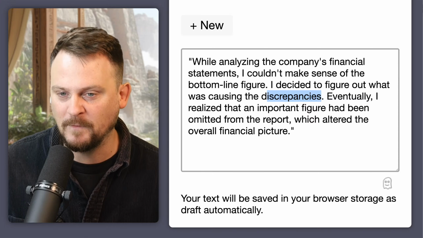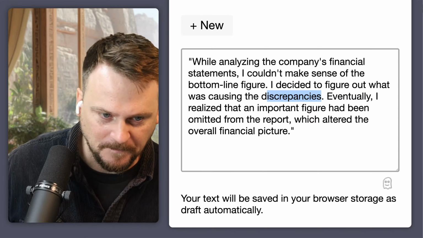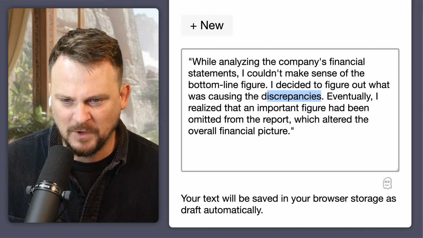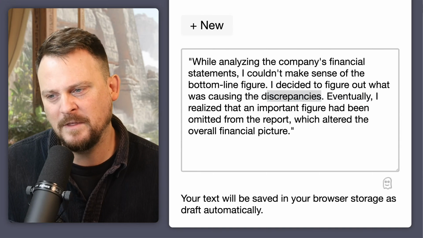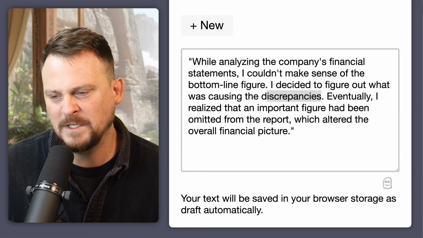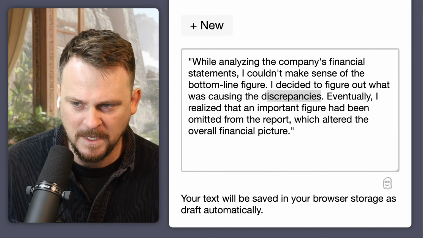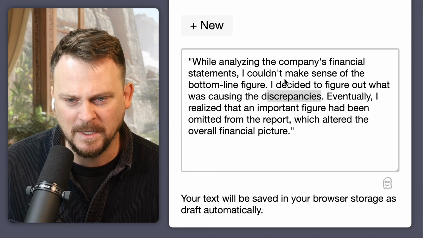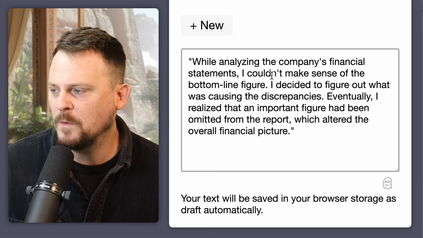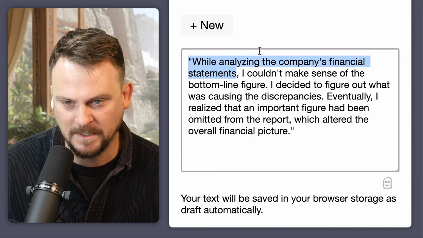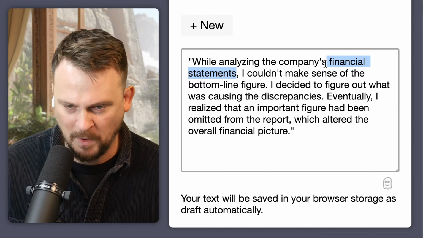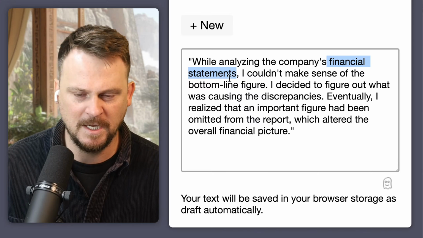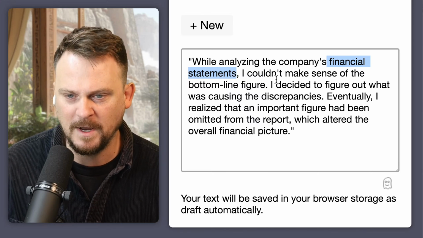So focus on discovery. So here we have it in context, right? Okay. So now we need to try to figure out what these might mean, and let's think through it. So I couldn't make sense of the bottom line figure. So I'm looking at financial statements, right? Financial statements showing a lot of numbers, showing probably profit and loss and that sort of stuff, right? For a company.